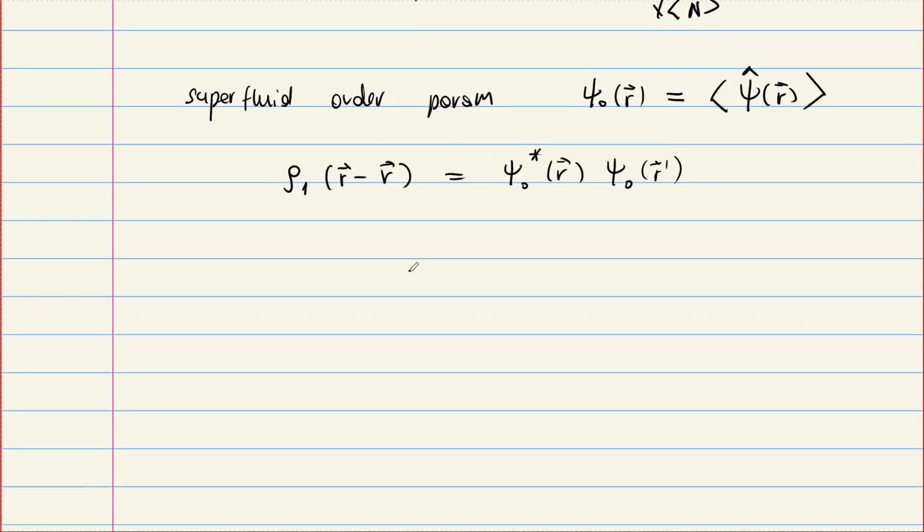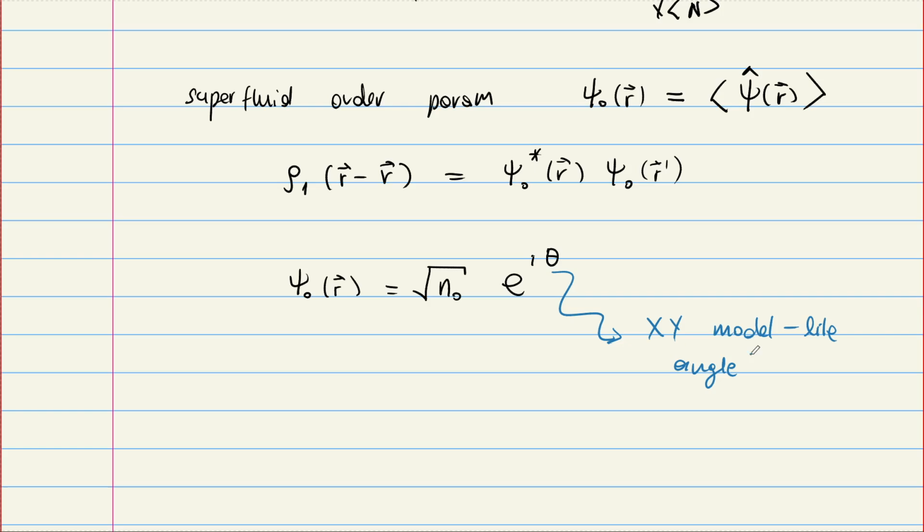And since this is complex, we write psi 0 of r as some norm, which is going to be root n0, times e to the i theta. This theta is what we called the XY model angle, and the norm is the superfluid density. Good.